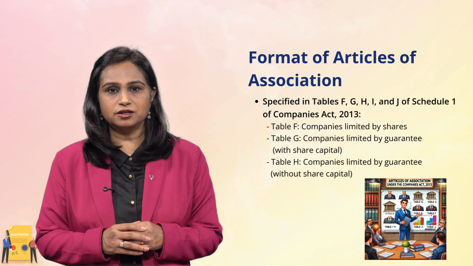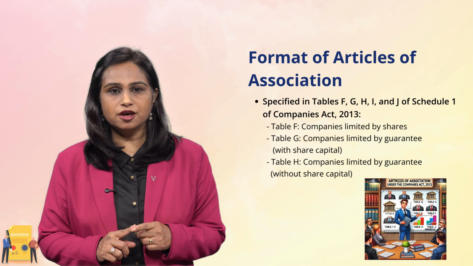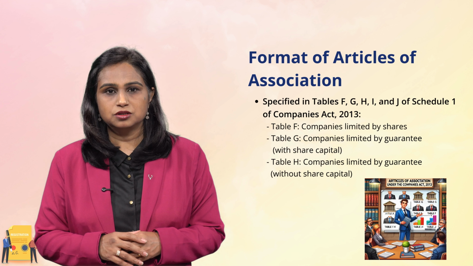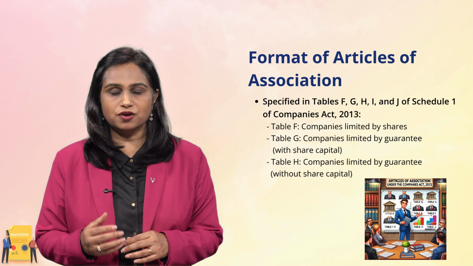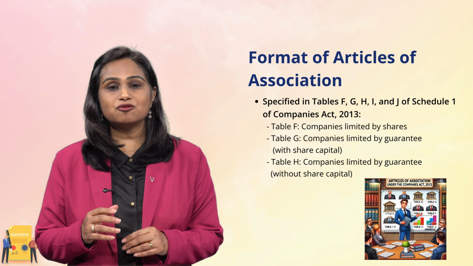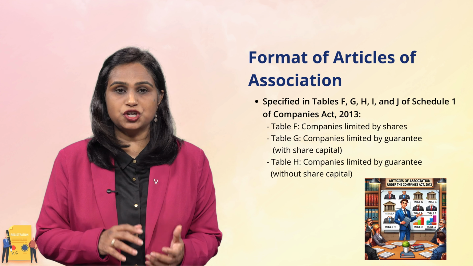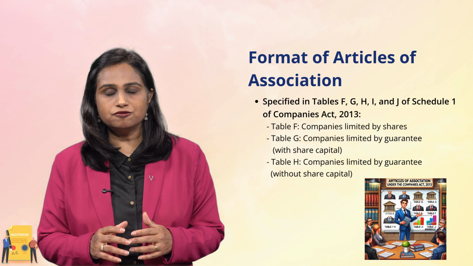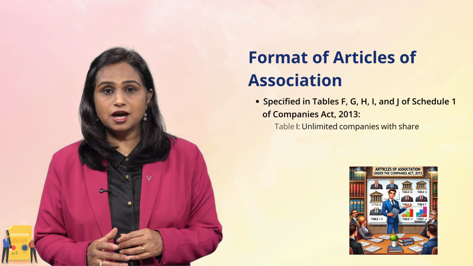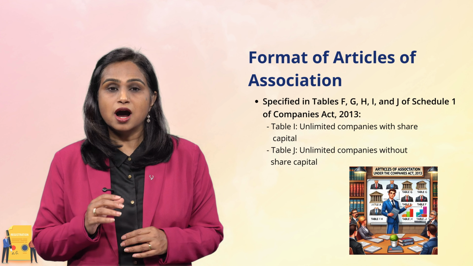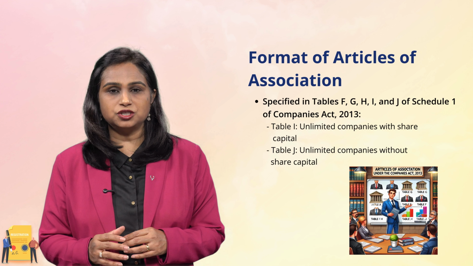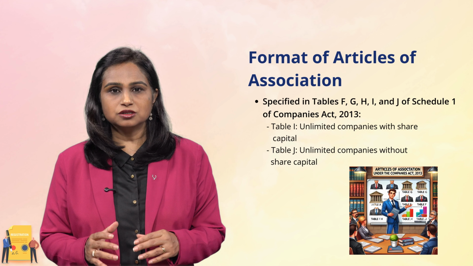Articles of Association can be prepared in the forms which are specified in Table F, G, H, I and J in Schedule 1 of the Companies Act of 2013. Table F contains the format of Articles of Association of companies which are limited by shares. Table G contains the format of Articles of Association of companies which are limited by guarantee and have a share capital. Table H has the format of Articles of Association for companies which are limited by guarantee and don't have a share capital. Table I contains the format of Articles of Association of unlimited companies which are having a share capital. Table J contains the format of Articles of Association of unlimited companies which are not having a share capital.